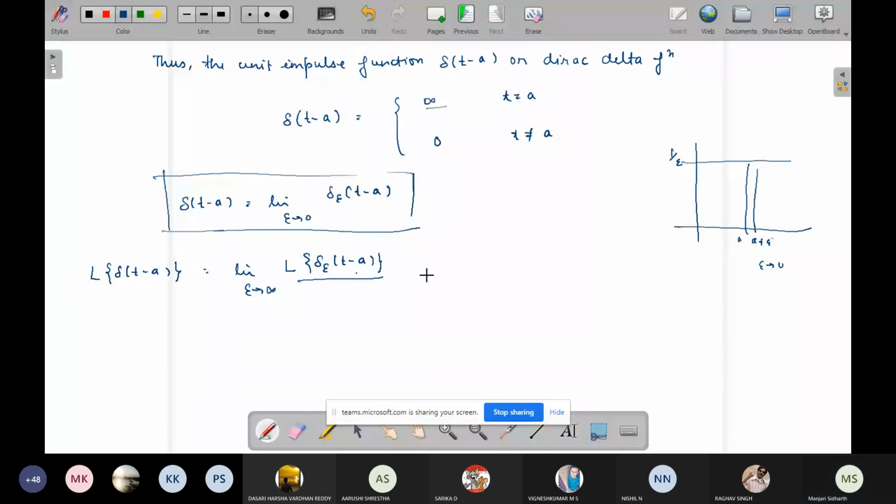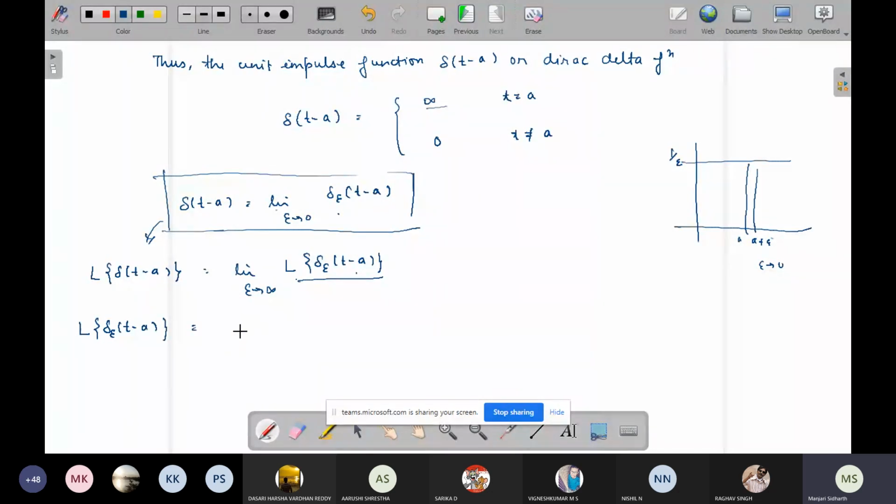That's it. So from here itself we are writing, and because the Laplace transform is a linear operator, we have interchanged the order of limit and Laplace transform. It is not like we are multiplying inside. It is because it is the limiting case and L is a linear operator. So first you can take the Laplace transform and then the limit. Both will be the same. So let's find the Laplace transform of this.